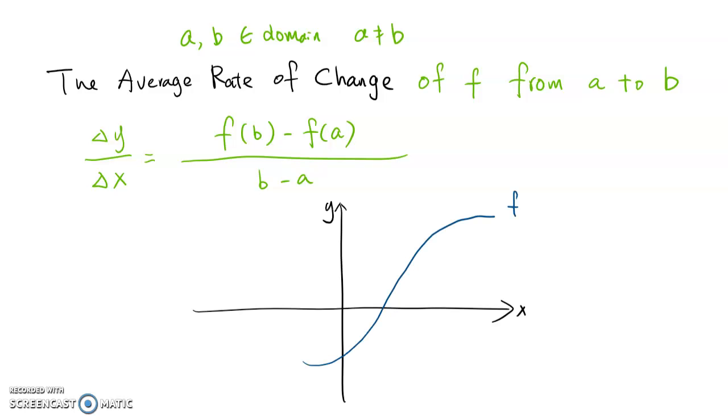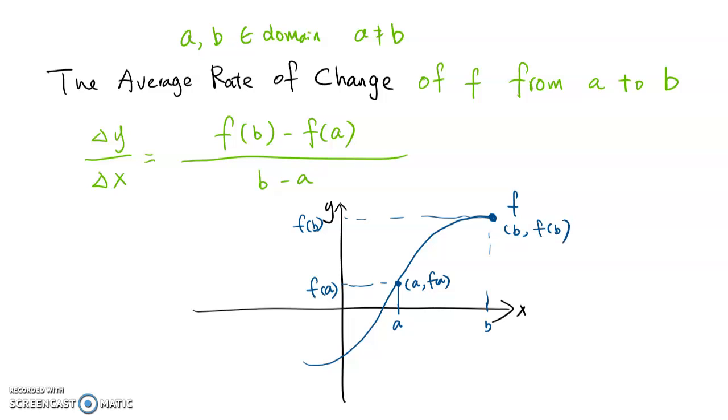Say the graph of a function f looks like this, and a is here, and b is here. So you can see, well, then this value will be f of a, and the corresponding y value here will be f of b, right? And so this point will be a, f of a, and that point is b, f of b.